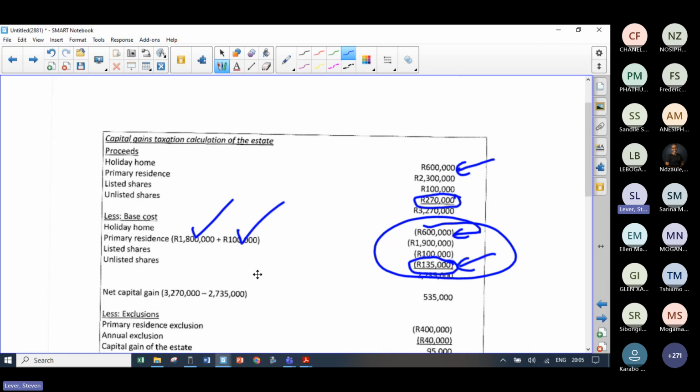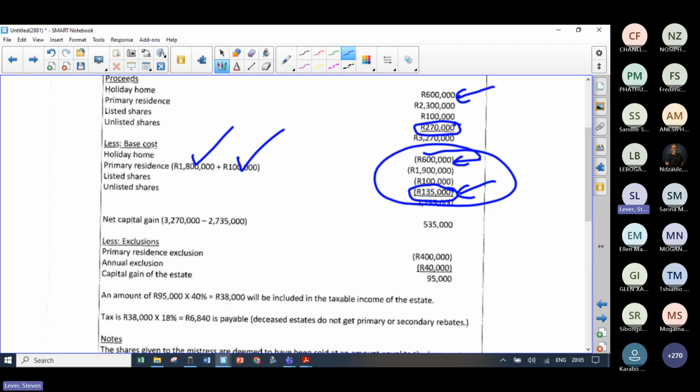Now, guys, I need you to understand something. With the executor, you'll see that there's a primary residence exclusion of 400,000. Inside the Act, it says the executor has got 2 years to sell the house, and the house can still get a primary residence exclusion after someone dies, as long as the executor sells it within 2 years. You can still get the primary residence exclusion. So I just wanted to point that out.